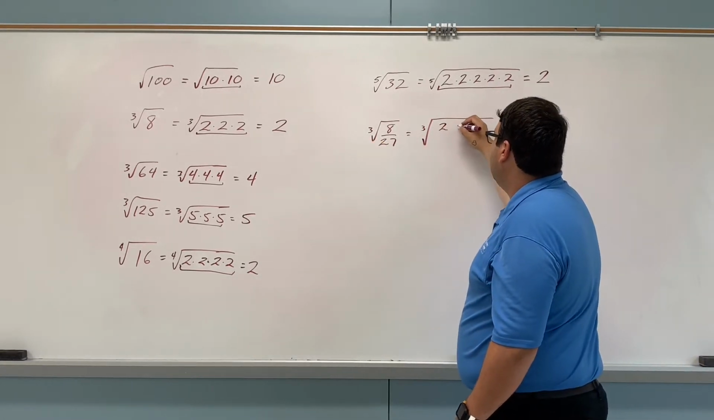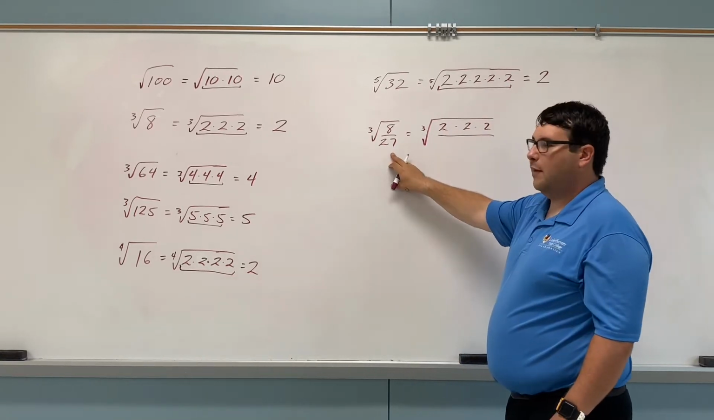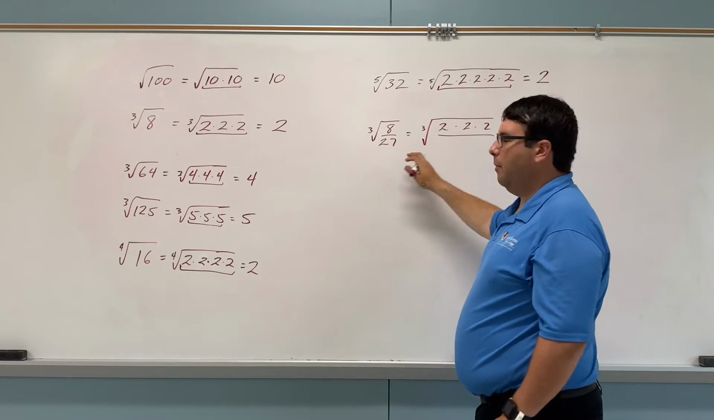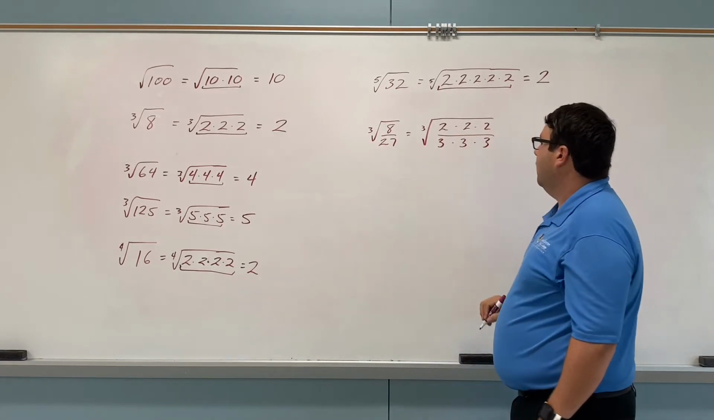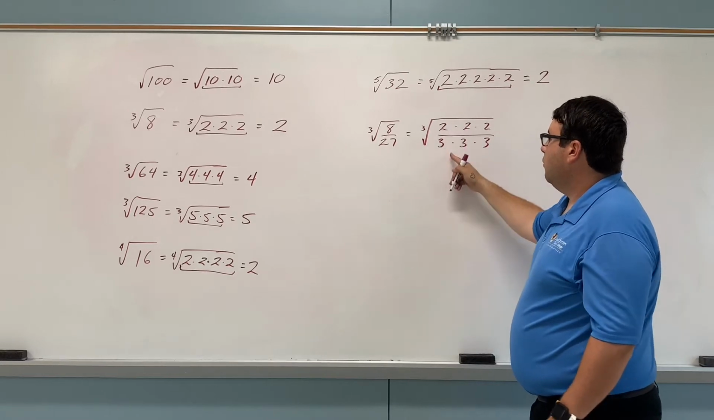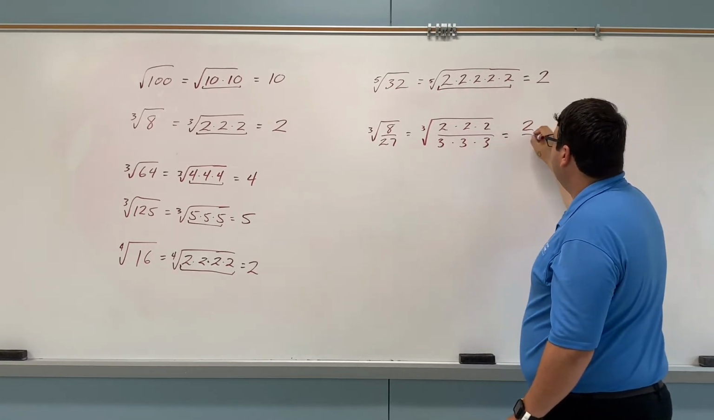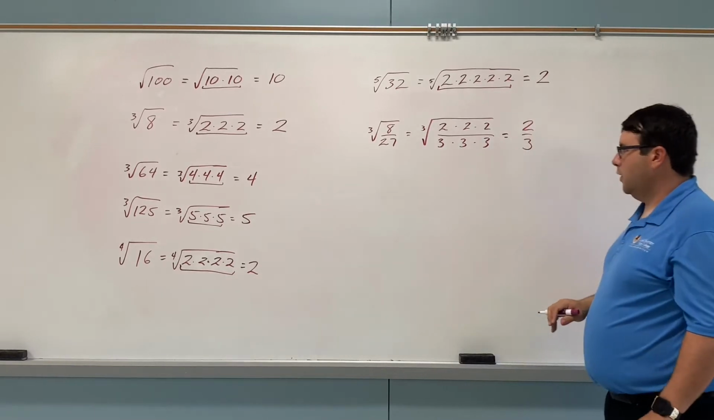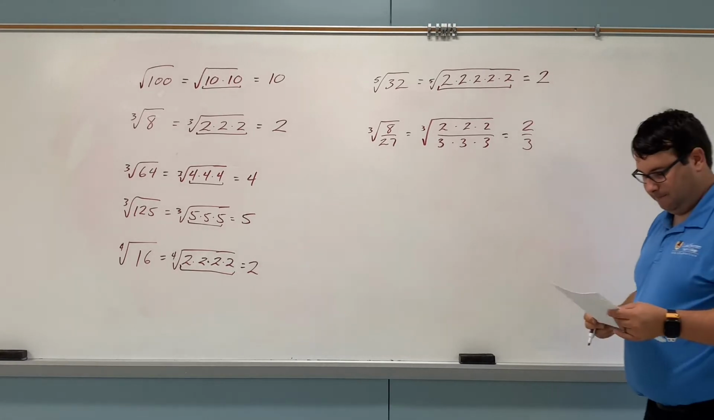So that's like 2 times 2 times 2. What about the 27? How about 3? 3 times 3 times 3. So I have 2/3, 2/3, and 2/3. So I can pull out a 2/3 because I have 3 of a kind for each.